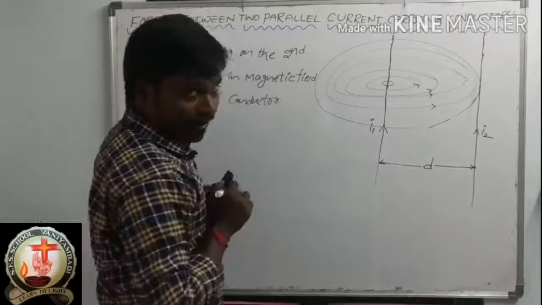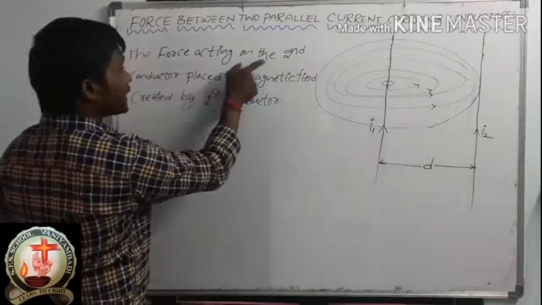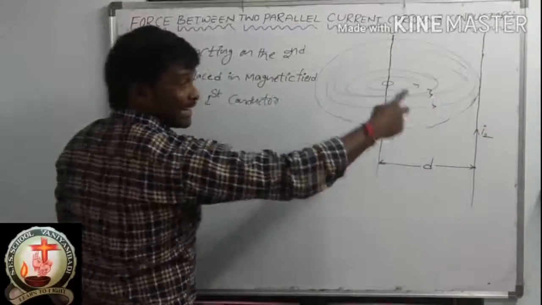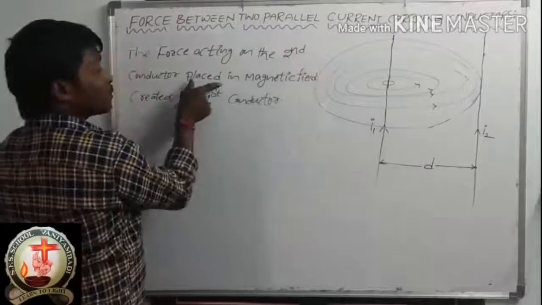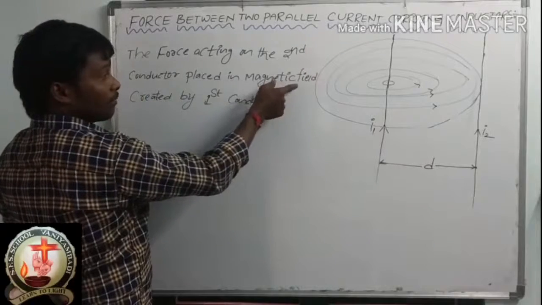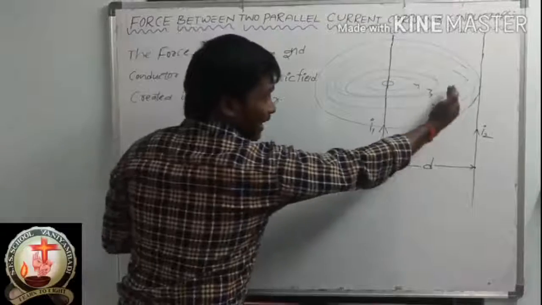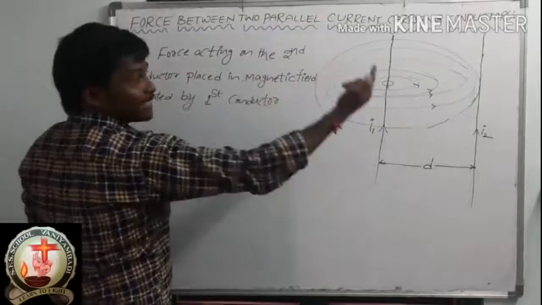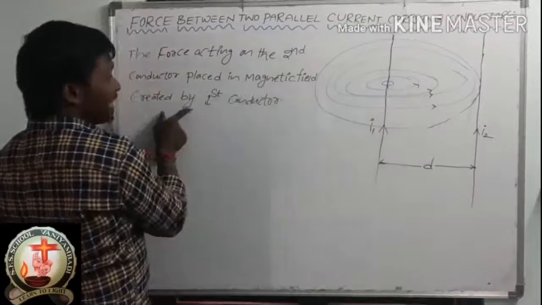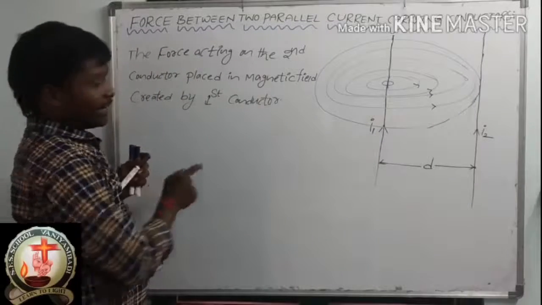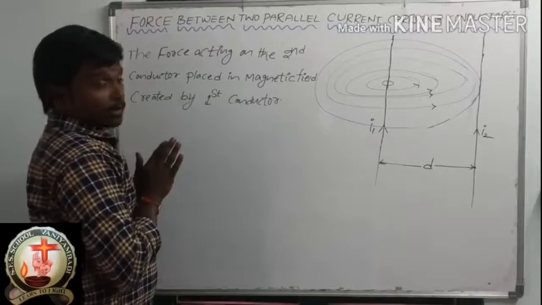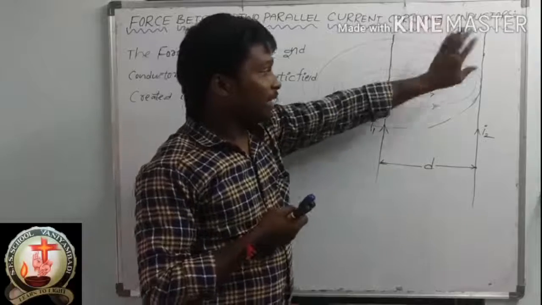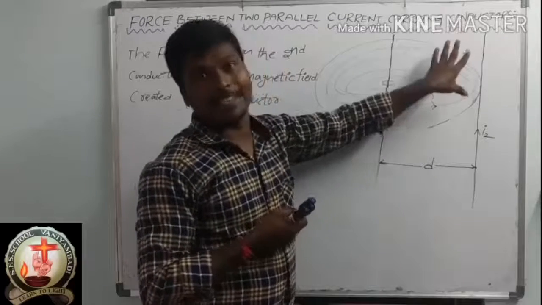Once again, I would like to explain. Please see, the force acting on the second conductor. For what reason is a force acting on the second conductor? This conductor is placed in this magnetic field, so force is acting on the second conductor. Who created that magnetic field? It was created by the first conductor. So this current carrying conductor is producing this magnetic field, and in this magnetic field this other current carrying conductor is placed.